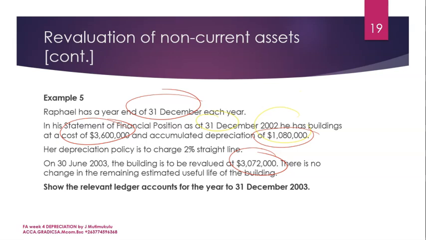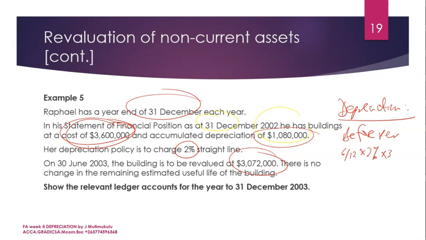So we can safely come here: depreciation before revaluation. We are having 6 months, so that's 6 over 12 multiplied by the charge of 2%, multiplied by the cost of 3.6 million, and we should have a depreciation charge of 36,000. Then that was before revaluation.